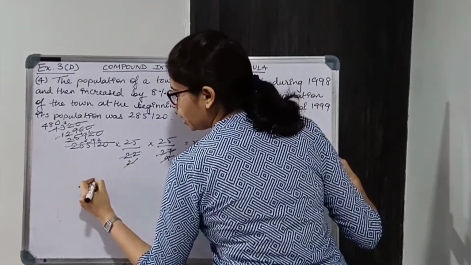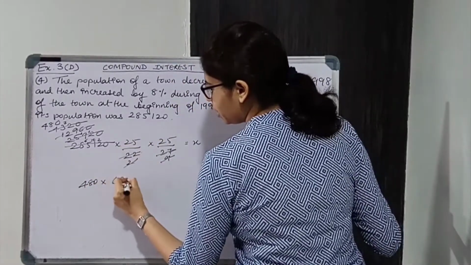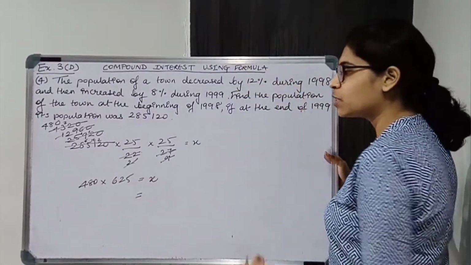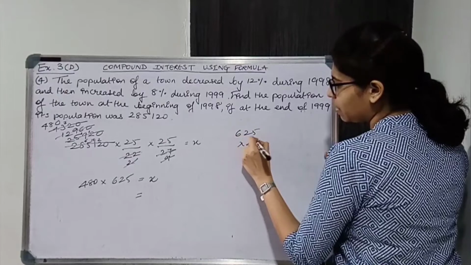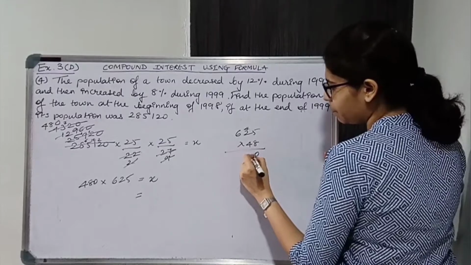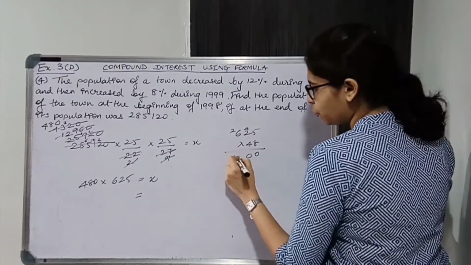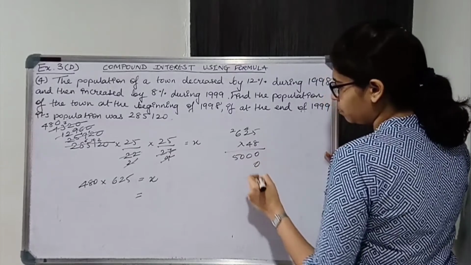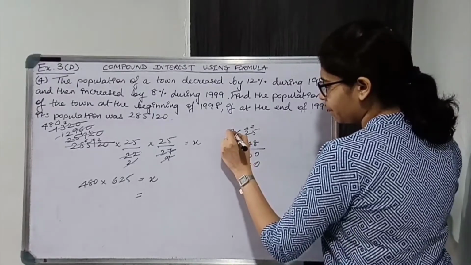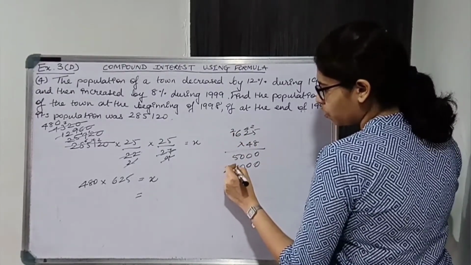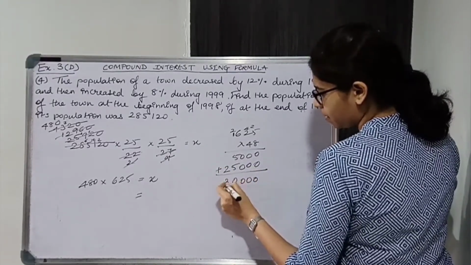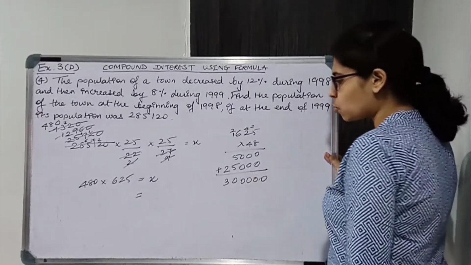So we get 480 into 25 into 25, that is 625 is equal to x. So let's multiply 480 into 625. So we'll multiply by 48 and add 0 later. 8 5s are 40, 8 2s are 16 plus 4 20, 8 6s are 48 plus 2 50, 0. 5 4s are 20, 4 2s are 8 plus 2 10, 6 4s are 24 plus 1 25. So we get 3 lakh, okay?